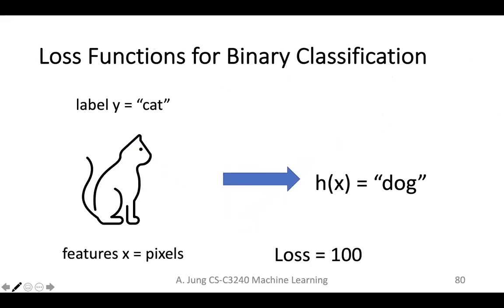Okay, so now let's look at a classification problem where the label could be either cat or dog. So how do we define a loss function here? Well, we could specify the loss for all possible combinations of true label and predicted label. So let's say the label values are either cat or dog.